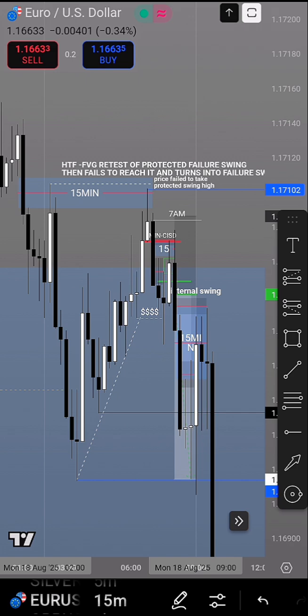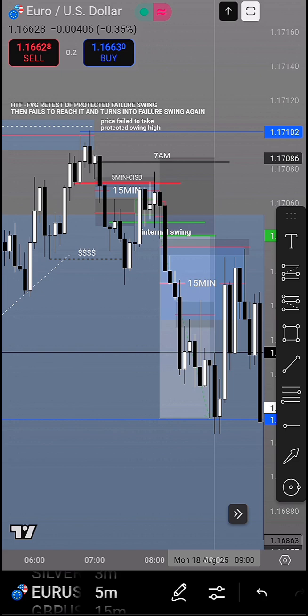But how do we confirm that it's a protected failure swing? So we can move on to the 5-minute to get this confirmation. Now on the 5-minute we can see and have a clear and better description of what market structure looked like after price reached for that protected swing high resting in the 15-minute bearish fair value gap. And we can see exactly what price did after in order to basically confirm that we have a new failure swing or a new protected swing to continue the downtrend.